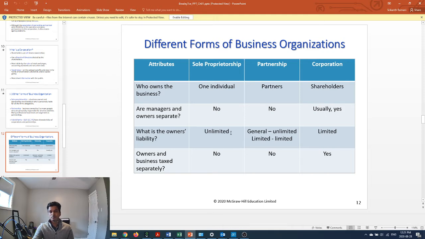Right? In a partnership, there's two kinds of liabilities. There's a general partnership where you could still get unlimited liability, and there's some sort of limited liability. Sometimes you could form limited liability partnerships where they cannot go after your house and your personal wealth and your car in order to pay for the expenses.